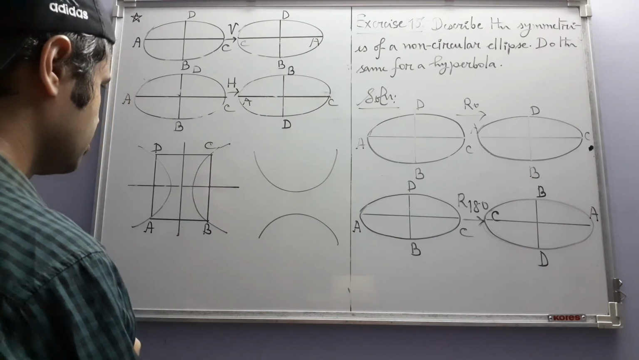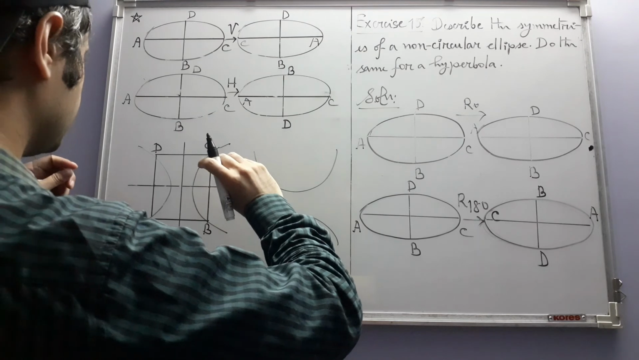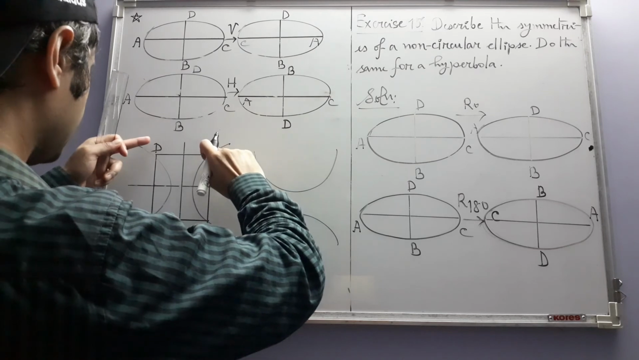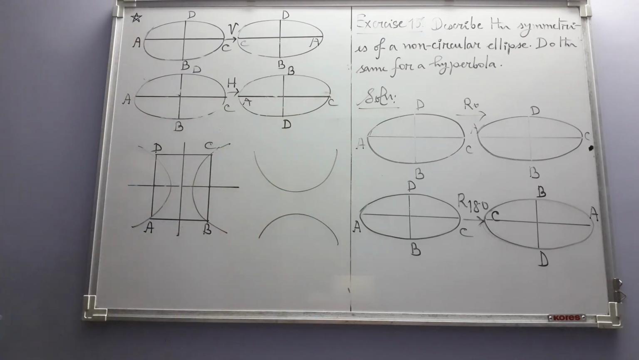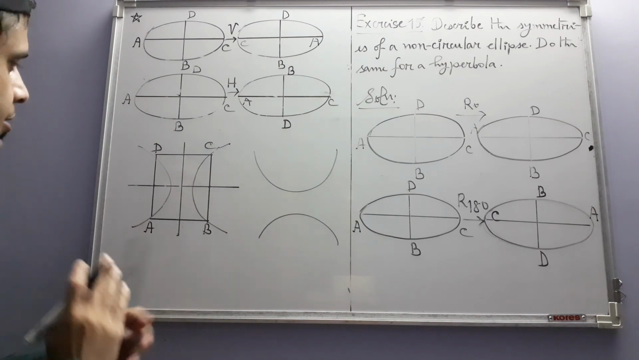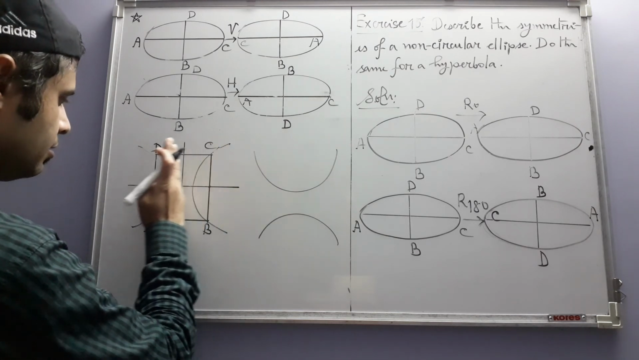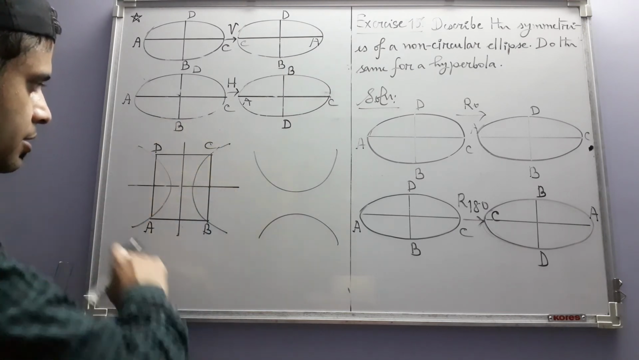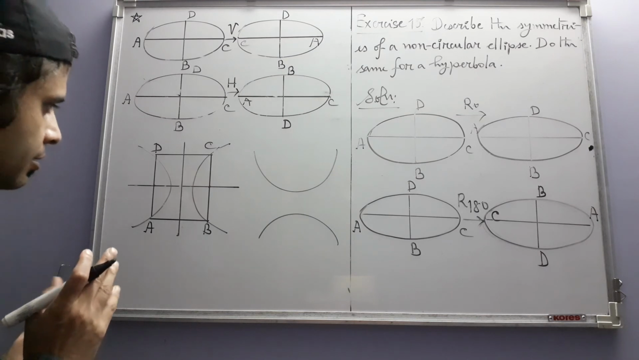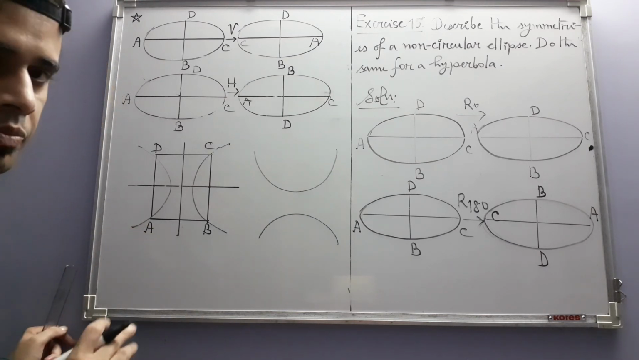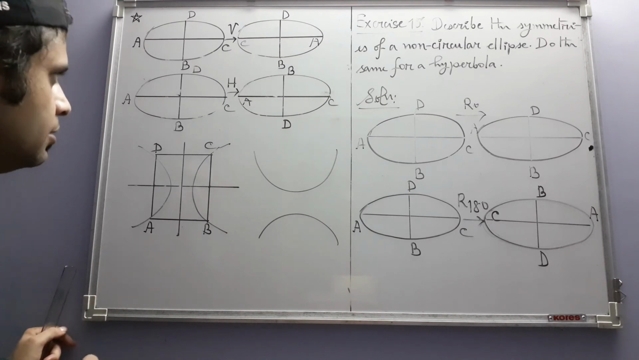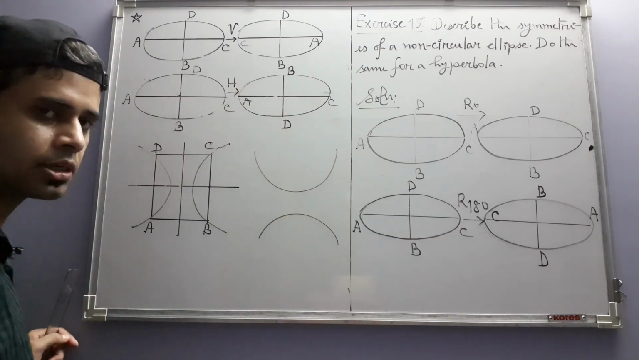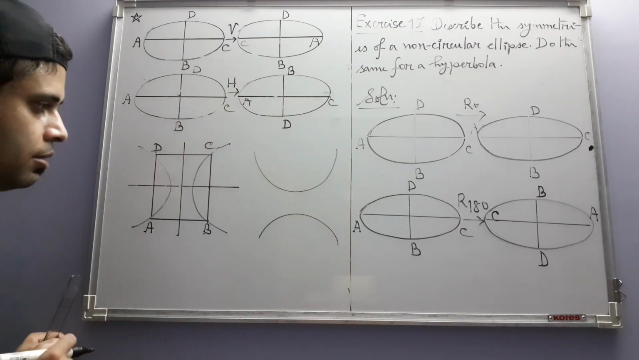Then you can flip about the horizontal axis, so that AB will come here and CD will come here, and about the vertical axis, so that AD will come there and BC will come there. Both these flips will change the orientation of these vertices. I think these are the only 4 symmetries of a hyperbola. If you find any extra symmetry in these solutions, then please let me know in the comment section below.